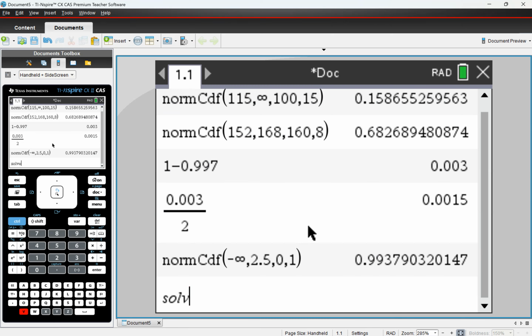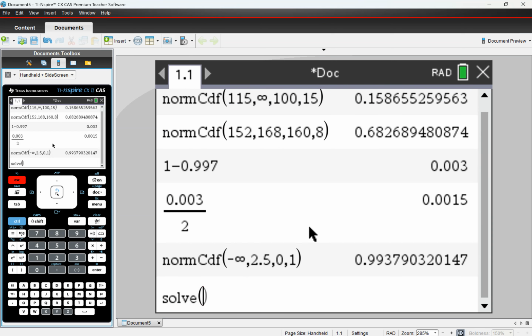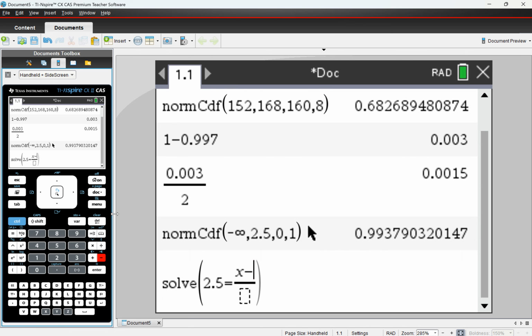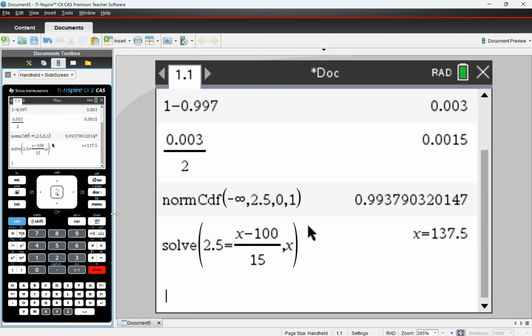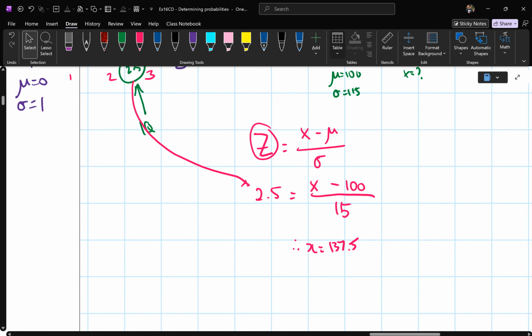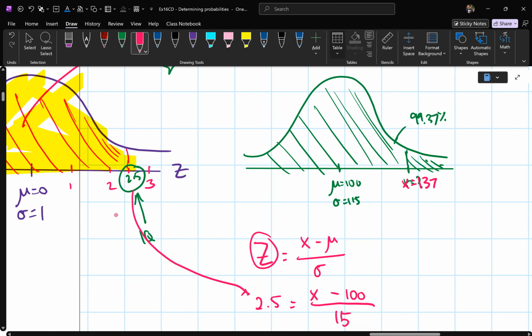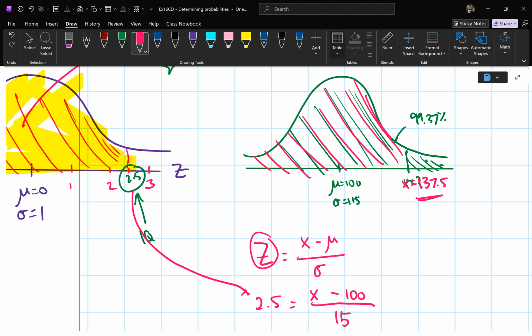So here we go. Let's use our CAS. If I said solve, menu 3.1, so menu 3.1 is solve. Solve for 2.5 equals X minus 100 divided by 15, comma X, 137.5. Well, you could have done it manually as well, so times 15 both sides and add 100 on both sides. So that means you need X to be 137.5 as your IQ score to mean that you are in that bracket where you are better than 99.37% of people.